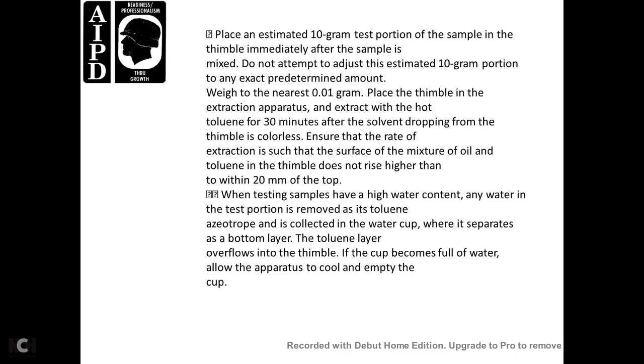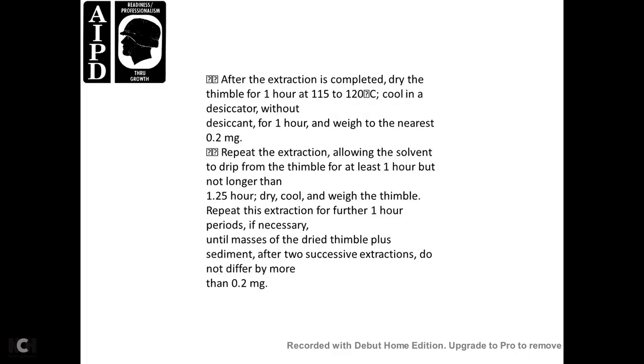Ensure the rate of extraction is such that the mixture of the oil and toluene of the sample does not rise higher than within 20 millimeters of the top. When the test sample has a high water content, the water in the test portion is removed. The toluene azeotrope is collected in the water cup. When it separates at the bottom layer, the toluene layer overflows into the thimble. If it becomes filled with water, allow the apparatus to cool and empty the cup.